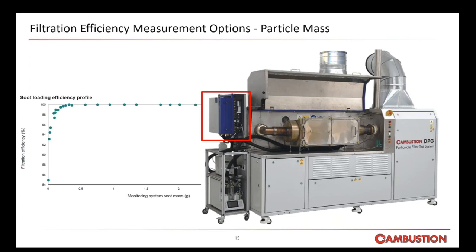Here's an example of a filtration efficiency curve produced by a smoke meter. We can see the data is non-continuous, it's discrete, instantaneous filtration efficiency measurements, but the curve itself and the penetration and the stabilized efficiency are very similar.